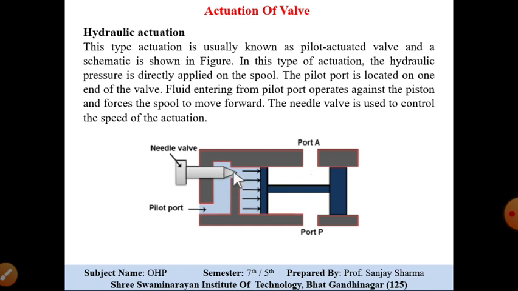And if the port is narrow, meaning the needle valve is closed or nearer to the closing position, less fluid is passing through, and the piston or the spool will move very slowly. So based on this, the speed of the spool is controlled with the needle valve, which restricts the flow of hydraulic fluid or allows the flow of hydraulic fluid.